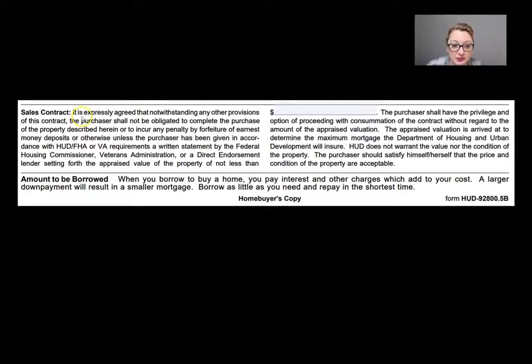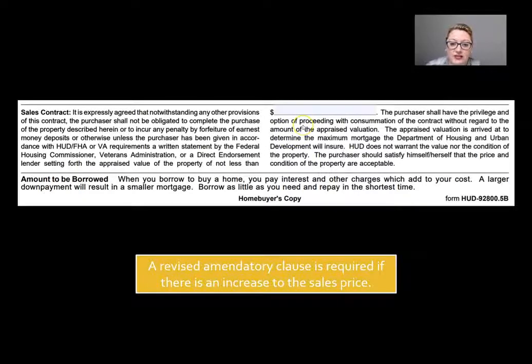So you can see here, it is expressly agreed that notwithstanding any other provisions of this contract, the purchaser shall not be obligated to complete the purchase of the property described herein or to incur any penalty. And basically it just goes on to say that the borrower has the opt-out option. And here's a very important section where the lender or a real estate agent would need to put in the sales price. Now, if at any time during the process the sales price increases, then a revised amendatory clause would be required.